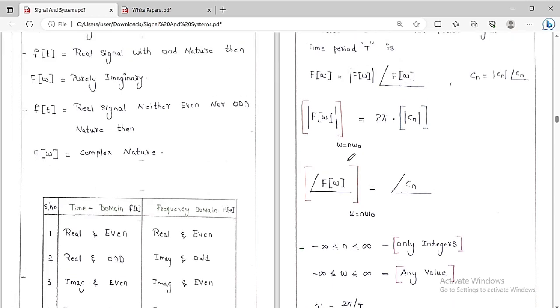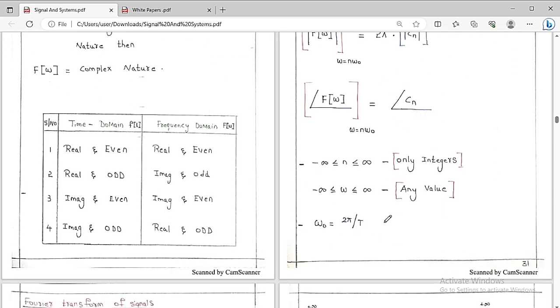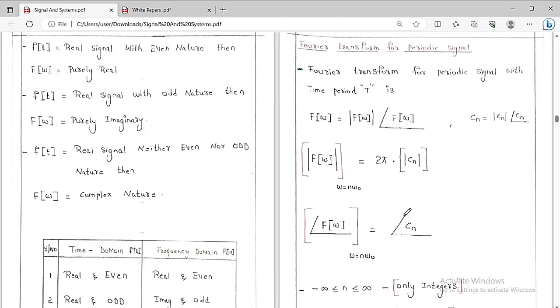And what is omega naught? Omega naught is equal to 2 pi by T, where T is the time period of the periodic signal. So finally, what I am going to tell you is very simple. Suppose you take a periodic signal with a time period of T, and you want to find its Fourier transform. The first thing is to find the Fourier series coefficient of the periodic signal, Cn, which is a complex number, so it will have a magnitude as well as a phase angle: mod of Cn and phase angle of Cn. And then what is the Fourier transform?